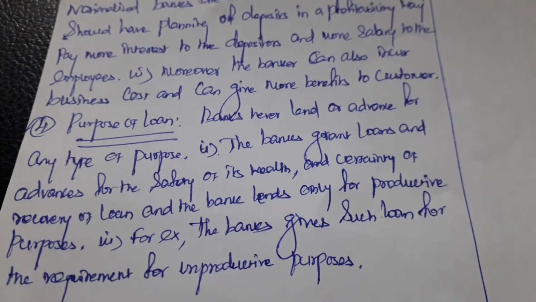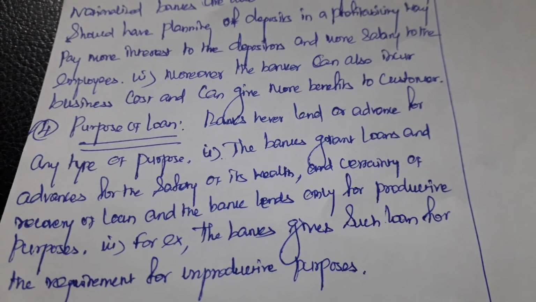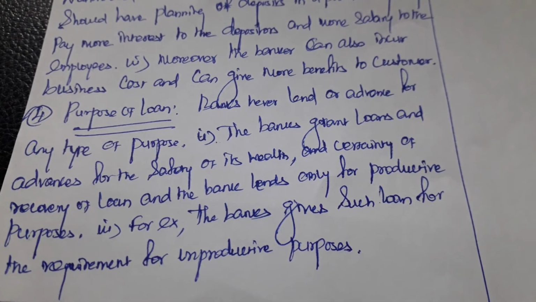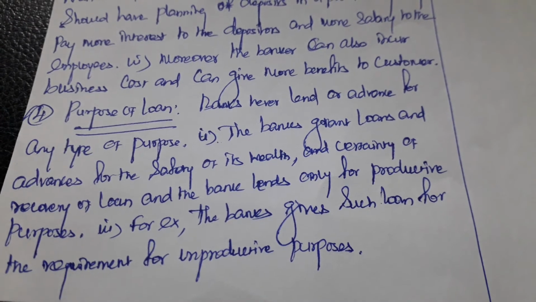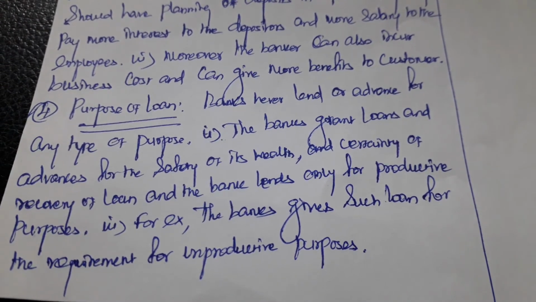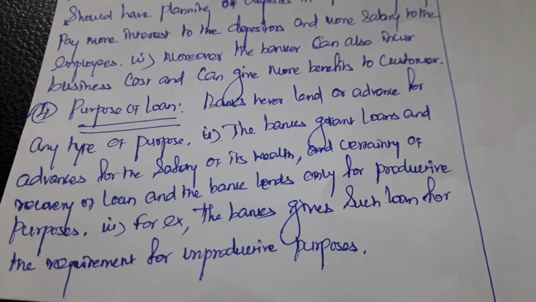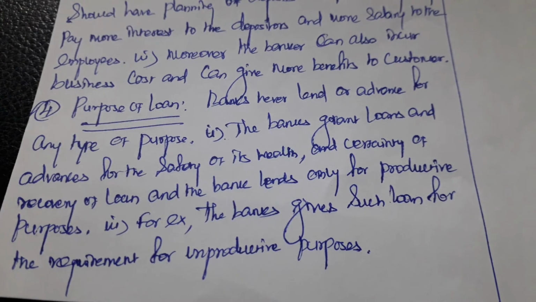Next is the purpose of loan. Banks never lend or advance for any type of purpose, and never for all persons. The bank grants loans and advances for the safety of its wealth and the certainty of recovery of the loan, and the bank lends only for productive purposes.